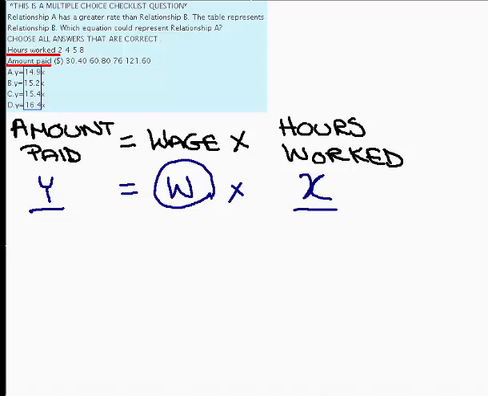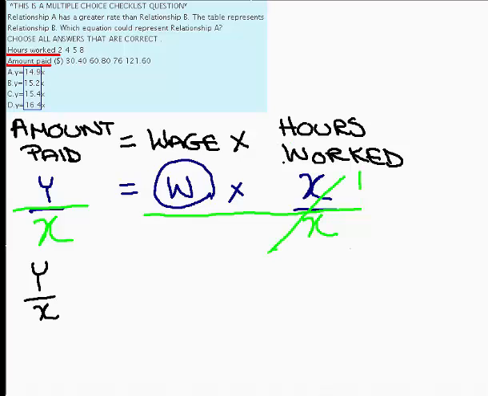In order to solve for w, or isolate it, we have to get rid of the x. Since x is multiplying w, we have to divide both sides of the equation by x. Since x divided by x is simply 1, we can rewrite this equation: y divided by x equals w times 1, which is simply w.